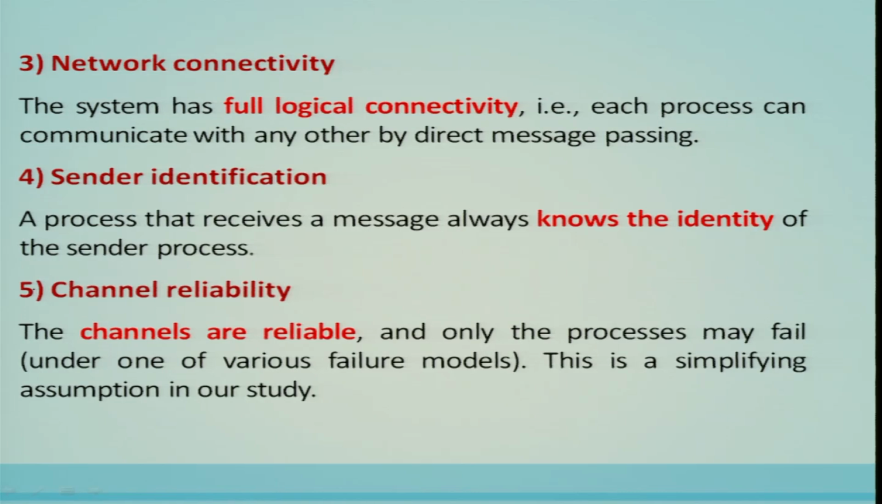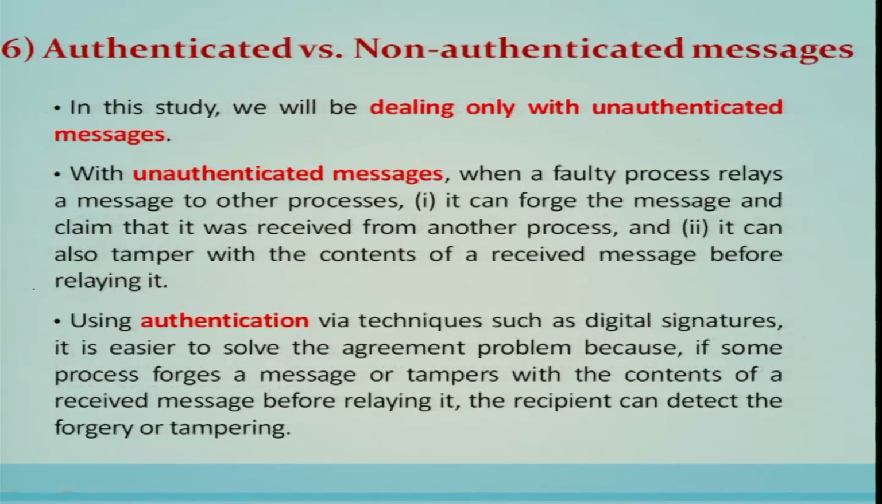The third type of assumption is about network connectivity. The system has full logical connectivity, that is, the processes can communicate with any other process by direct message passing. The fourth assumption is about sender identification. A process that receives a message always knows the identity of the sender. Fifth, channel reliability. The channels are reliable and only processes may fail. This is a very important assumption. The failure of processes, or processors, we are going to consider under different failure models. So this will simplify our study of different algorithms in this setting.